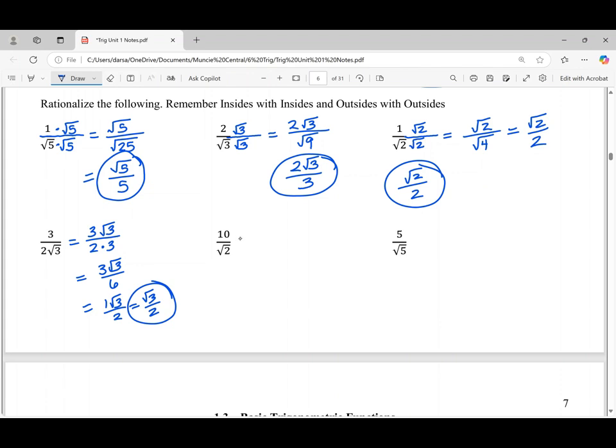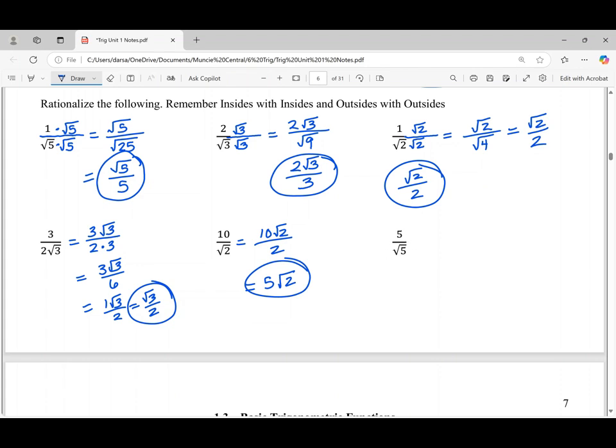Let's try another one of those more tricky ones again. So we take the square root from the bottom and move it to the top. And then we write the bottom, same number, but without the square root. That's the shortcut for rationalizing. But again, insides cancel insides, outsides cancel outsides. This 2 and this 2 cannot cancel one another because one is in a square root and one is not in the square root. But the 10 and the 2 are outside. And what is 10 divided by 2? Well, that's 5. So this will simplify to 5 square root of 2.